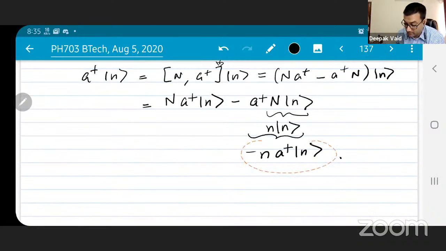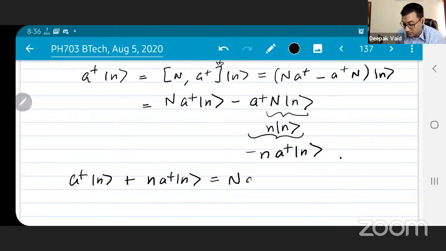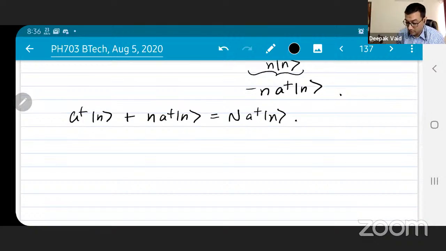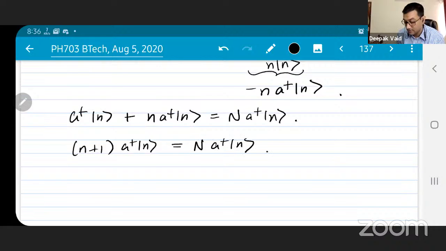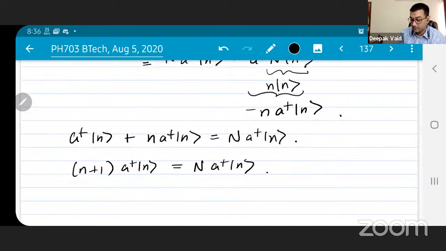Great. So now I can bring this term over to the left side. If I bring this term over to the left side, what do I get? This is equal to n times a dagger. Okay, so everything's fine. Now on the left side, we can write it as n plus 1 times a dagger n is equal to n times a dagger. And this is the result that we wanted. I hope that you've been able to follow this.